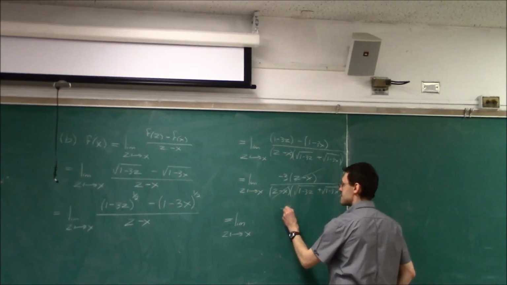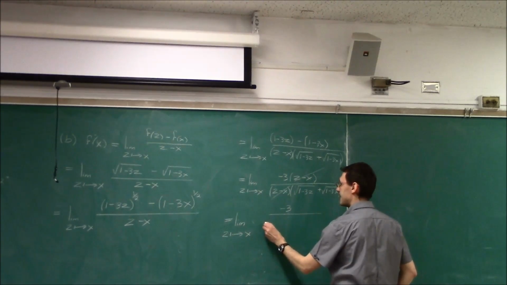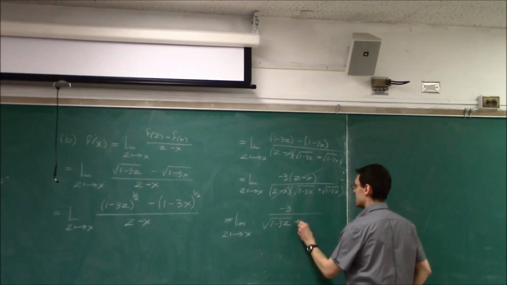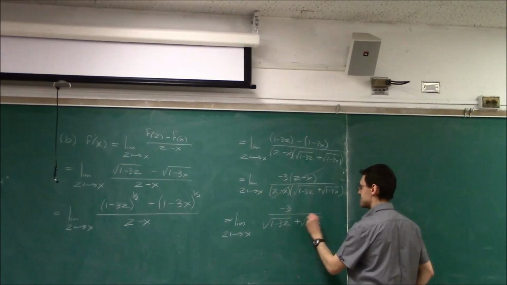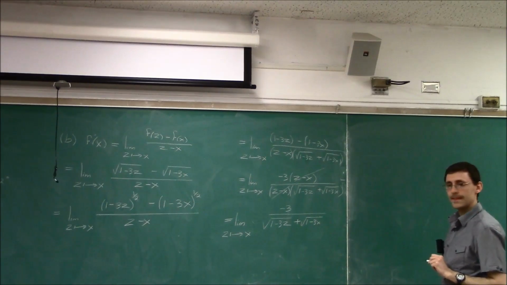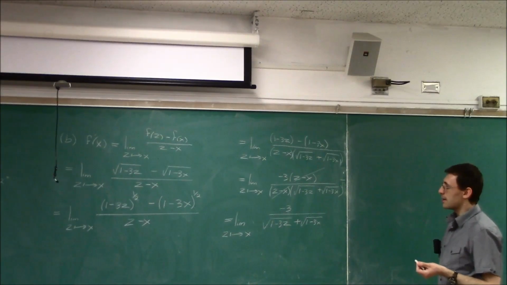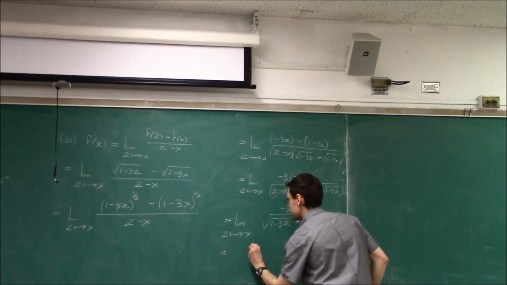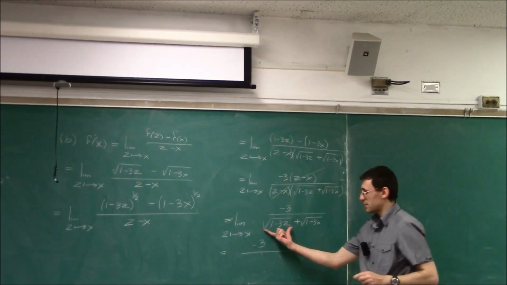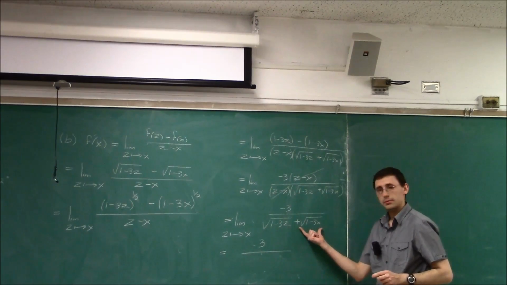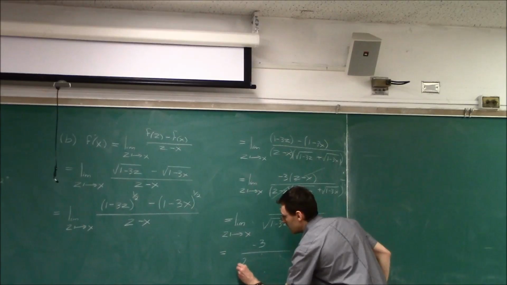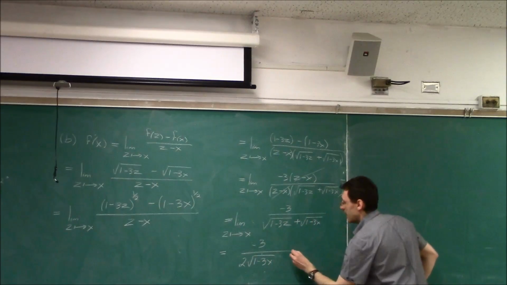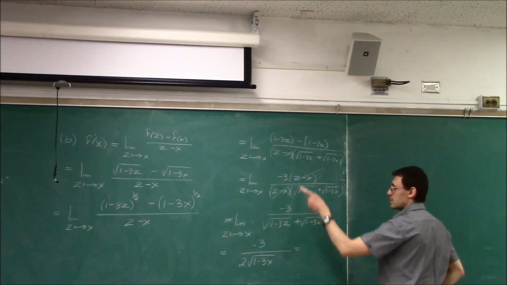So that is minus 3 over root of 1 minus 3z plus root of 1 minus 3x. What happens now? Plug in x. Yeah, now you push z to x. There is no problem. And what you get is minus 3 over root of 1 minus 3x plus root of 1 minus 3x. So that becomes 2 root of 1 minus 3x.